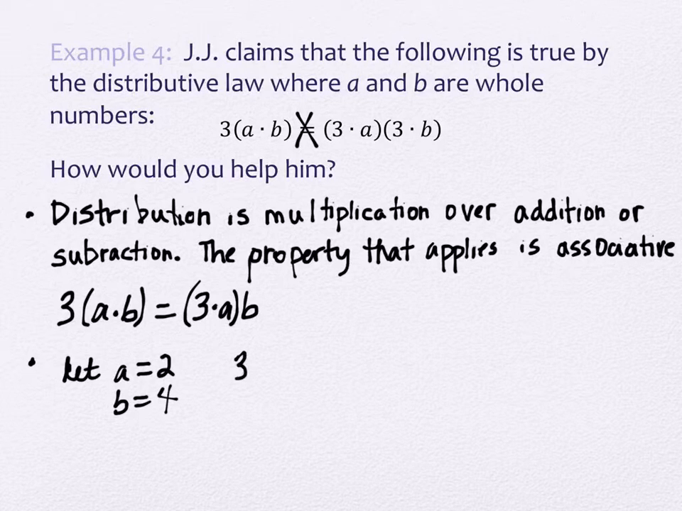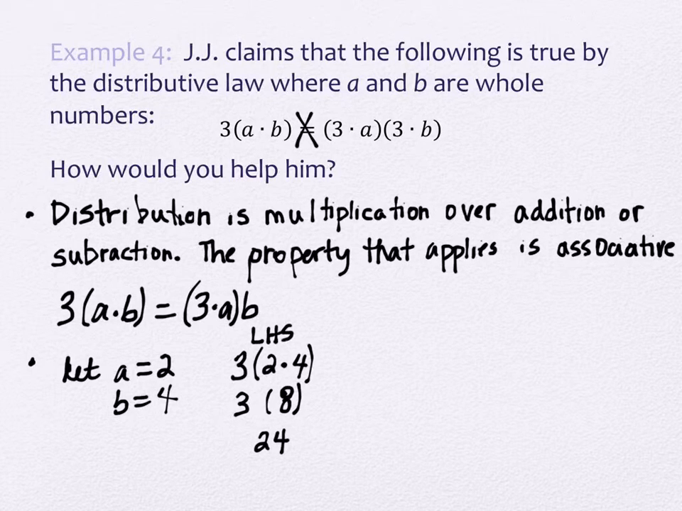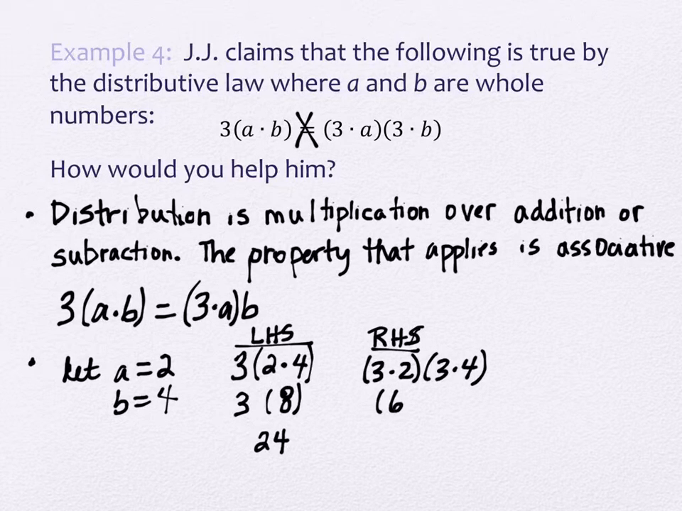So if we let A equal 2, and let B equal 4, this is the left-hand side. What is 2 times 4? 8. 3 times 8 would be 24. Okay, so this is the left-hand side. We'll do the right-hand side over here as well. The right-hand side, he tried to do, is to take the 3 times the 2 and the 3 times the 4. So what is 3 times 2? 6. And what is 3 times 4? 12. And maybe off the top of your head, you know your 12s tables. Anybody? 6 times 12? 72.